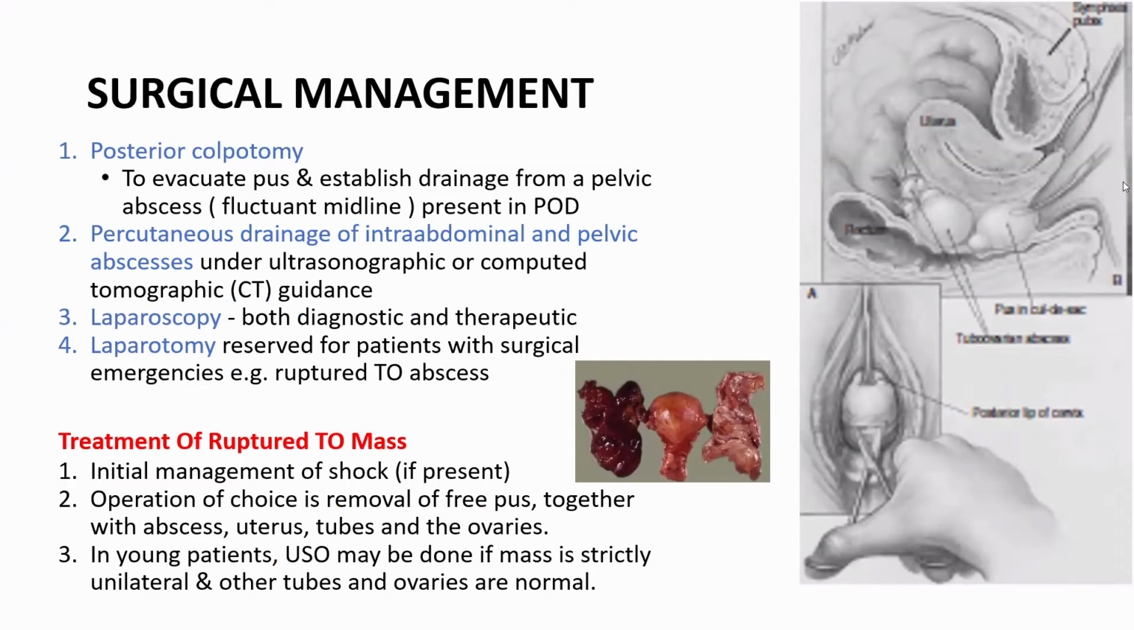Okay, so in a young patient, unilateral salpingo-oophorectomy may be done if the mass is strictly unilateral or the tubes and ovaries are normal. So in that case, only in special cases, if there is a need for fertility preservation, we can do unilateral salpingo-oophorectomy. Otherwise, if it is grossly infected, then we have to remove all the tubes, ovary, as well as uterus. Okay.